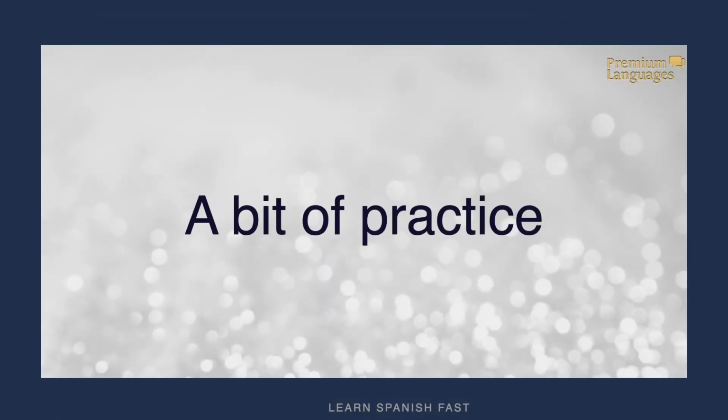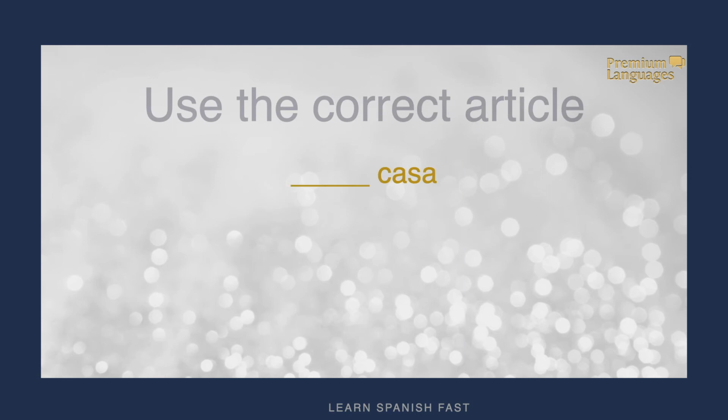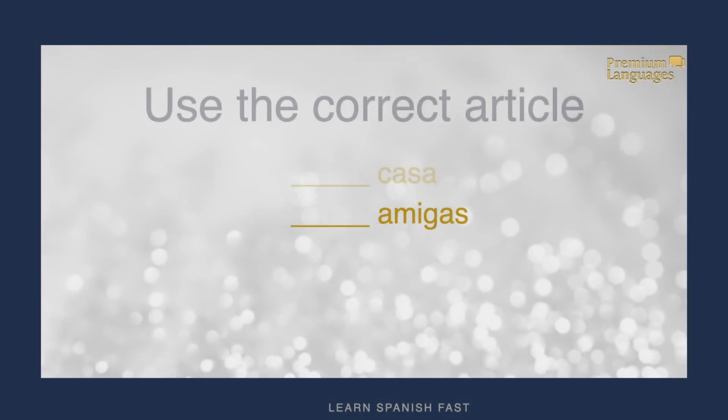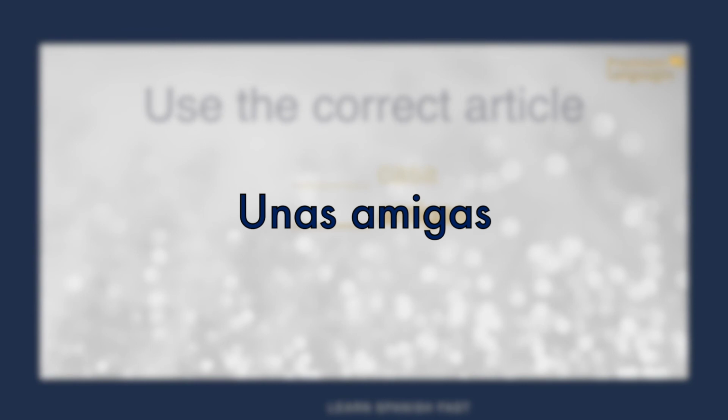Time to practice now. The first word is casa. Casa, a house. By looking at the ending, it's a feminine word, a, and it's singular. So, una casa. Amigas, friends. But again, look at the ending, it's just female friends. If you want to say a few friends, some friends, we need to add unas amigas.